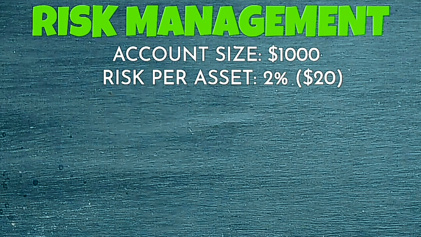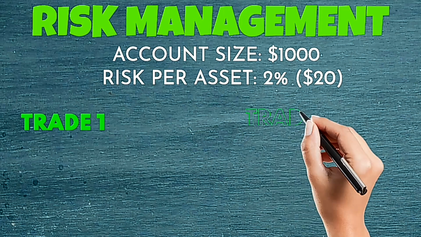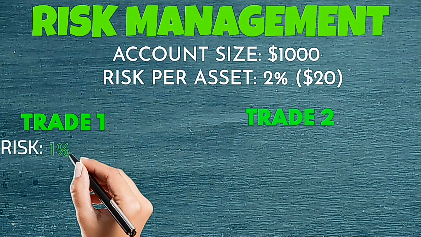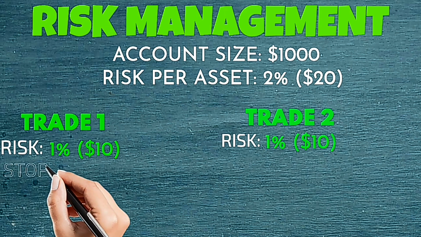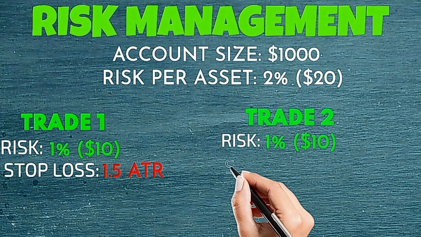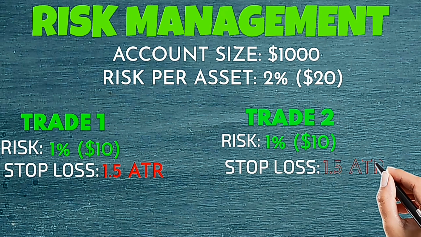Okay, so for example, you have a signal from your indicators to enter a long position on pounds United States dollars. So what you want to do is open 2 trades at the same time and risk 1% of your account on each trade. Next, you want to set stop losses on both of these trades. Both trades have stop losses at 1.5 value of the ATR.